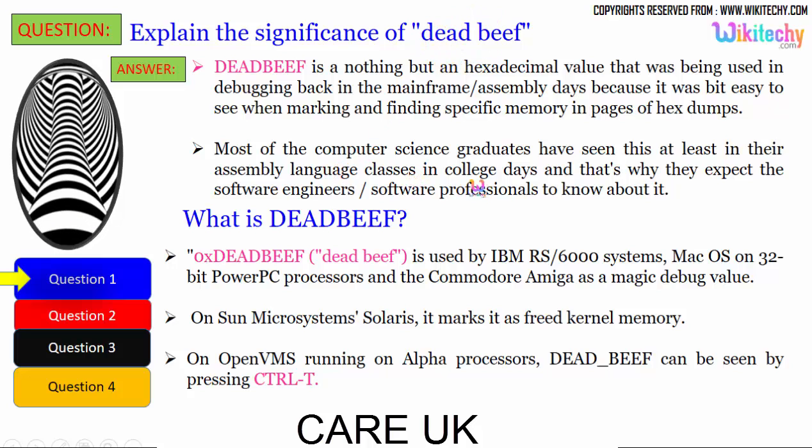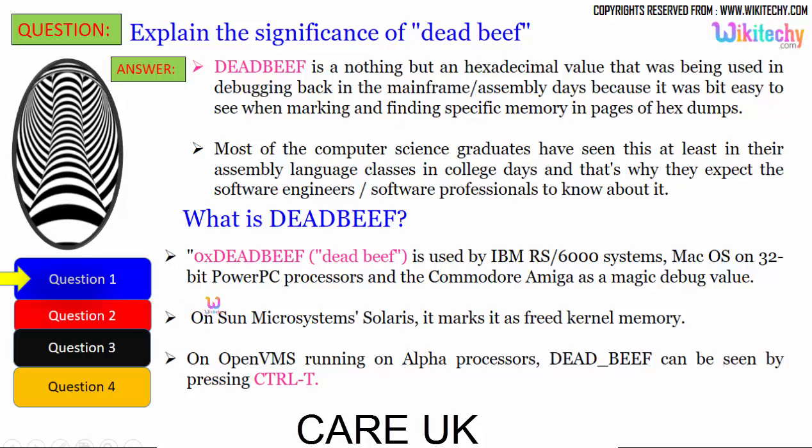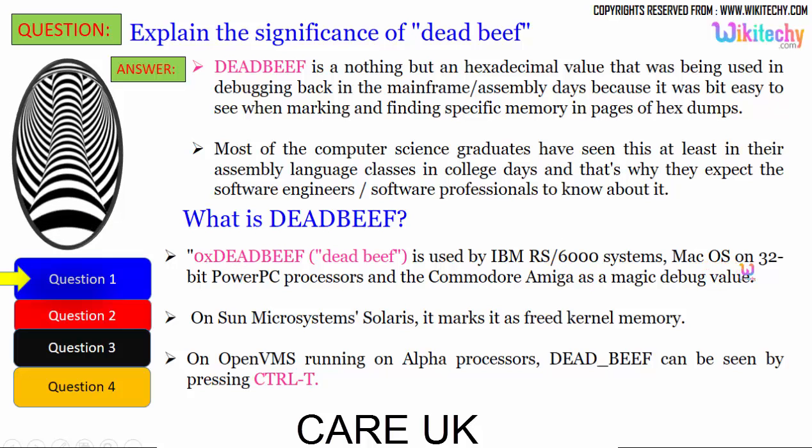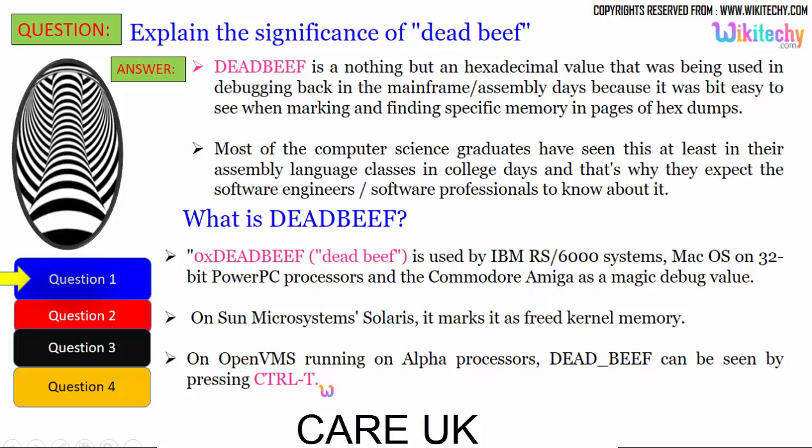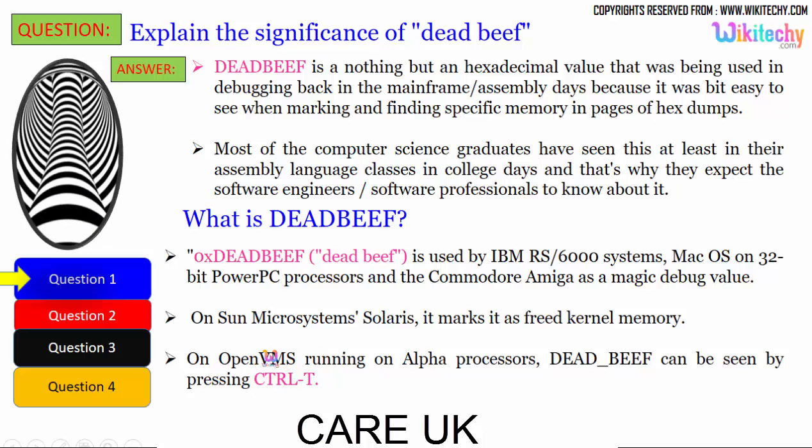Most of the people have studied this dead beef in their college days. It is a debugging option available in the mainframe and assembly systems. You're able to see it here. 0xdeadbeef is used by the IBM RS6000 system, whereas in Mac OS on 32-bit PowerPC processors and also in the Commodore Amiga, it is a magic debug value. On some microsystems Solaris, it marks freed kernel memory. And if you want to view it in OpenVMS, deadbeef can be seen by pressing Ctrl T. This is the command used in OpenVMS to see the deadbeef.